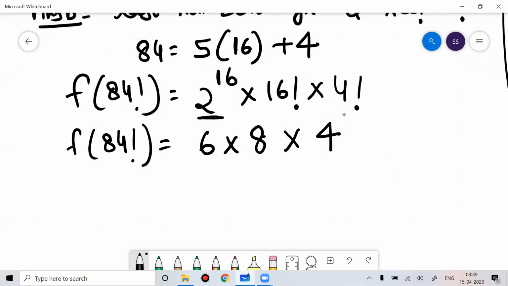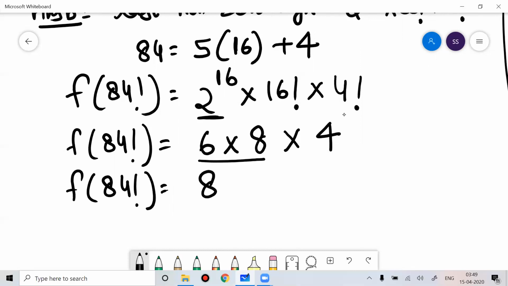Because whenever you write n factorial, factors of 2 will always come in between, and even into even is an even number, and even into odd is also an even number. So for 84 factorial, you can write 8 6s are 48, meaning the unit digit is 8 into 4. Now what is 8 4? 32. So the last non-zero digit of 84 factorial is 2.